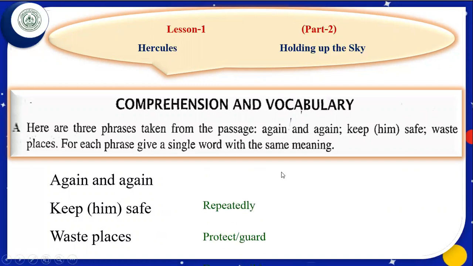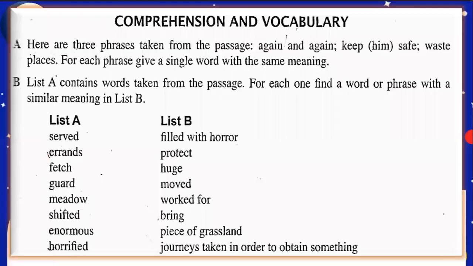I'll show you the solution. It will be repeatedly, protect or guard, deserts or wilderness. These will be the synonyms. You can see each is a single word. If you use protect, you will not use guard. You will use any one of these 2 words, and you can use here any one of these 2 also. This is our exercise A of first lesson. Let us move to the next exercise.